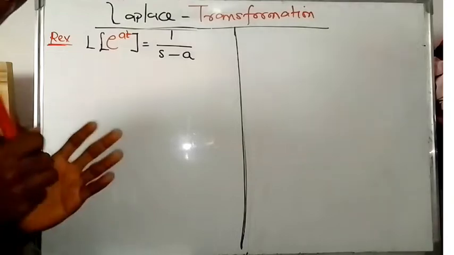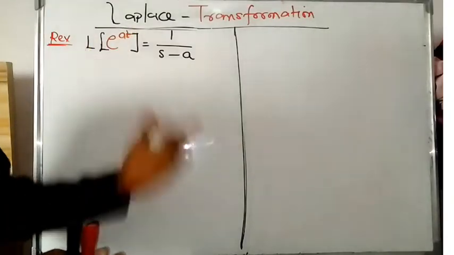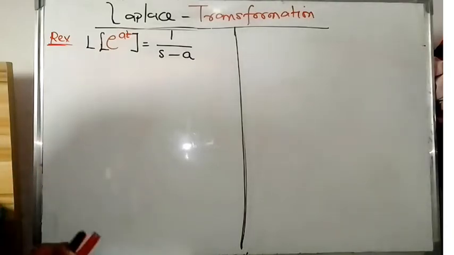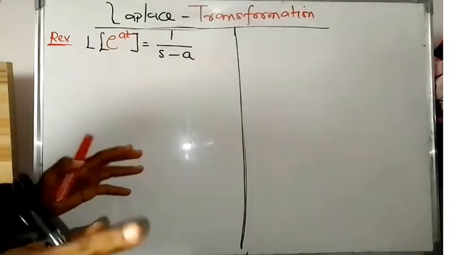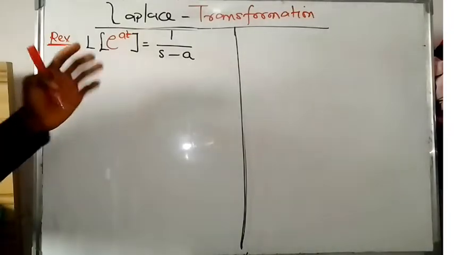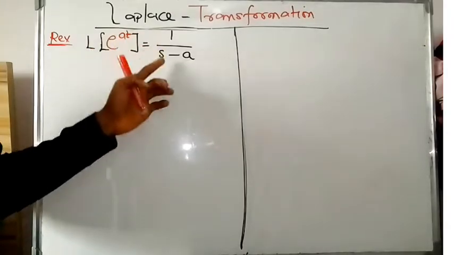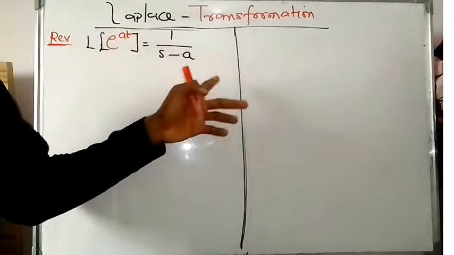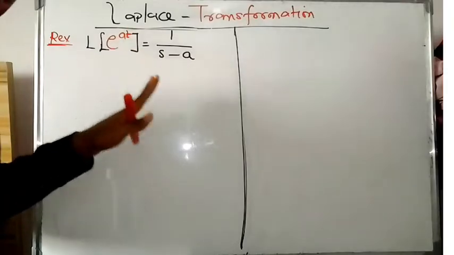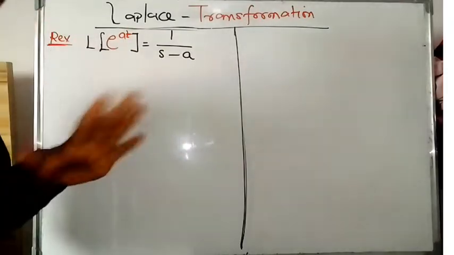Today we are going to take our third session on Laplace transformation. I'm going to take you back to the previous work we did in our last two videos. In our last video we treated the Laplace of the exponential of at, which is equal to 1 divided by s minus a. This is one of the standard solutions of Laplace transformation. Then I gave an example and an exercise I asked you to work on.